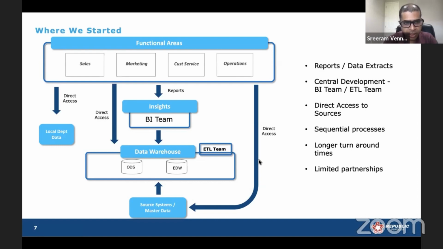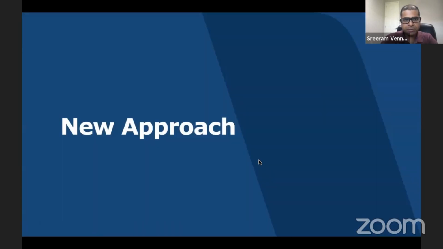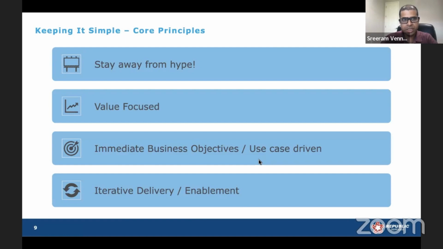There were also governance issues where departments had direct access to the underlying data sources. So there was very little visibility on data security, who has access to what, how the data is being used, etc. So based on what we have learned initially, we identified four key principles of managing any successful data initiative.